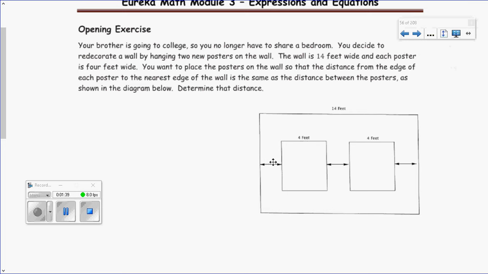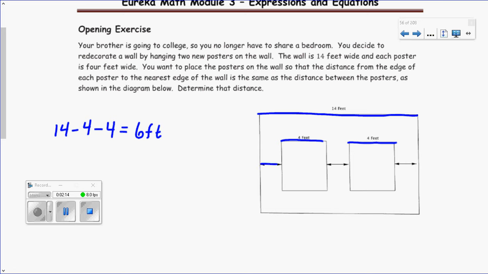So you need to figure out what is the equal distance between the poster and the wall, between the two posters, and between the poster and the wall over here, because you want to place the posters so that the distance is the same in all three of those places. So what we're going to do is come up with a way to solve it, which would be 14 feet. We want to take away the two poster lengths. So 14 minus 4 minus 4, and that leaves us with 6 feet.